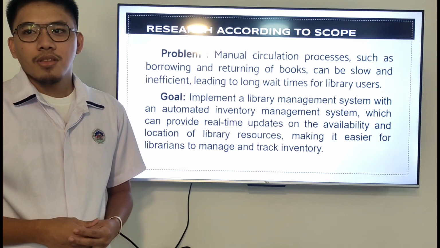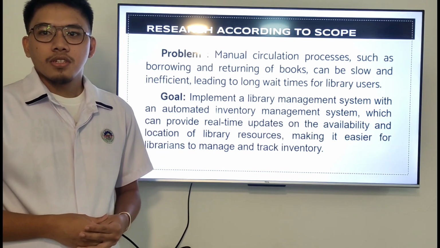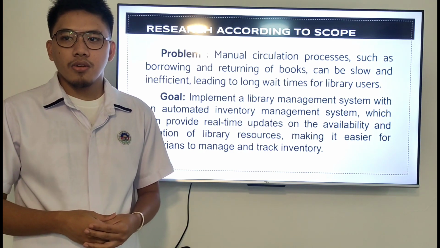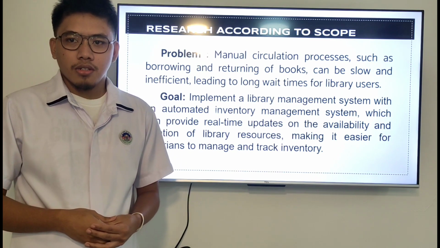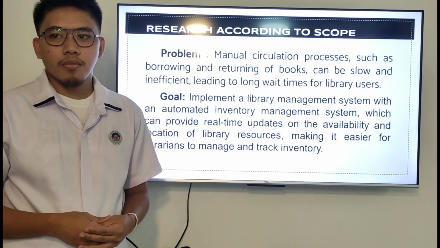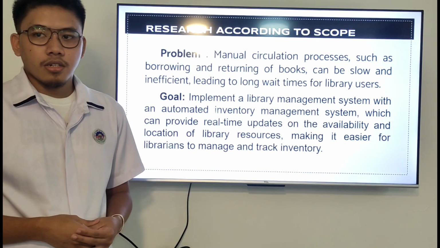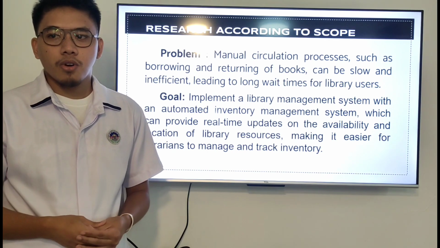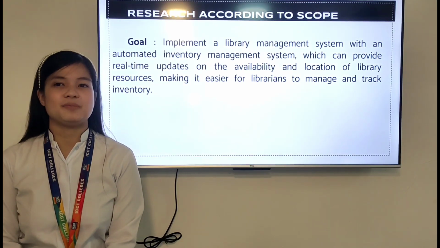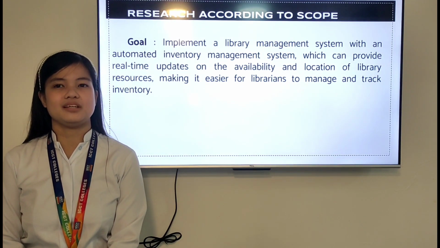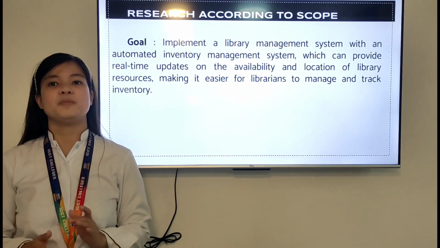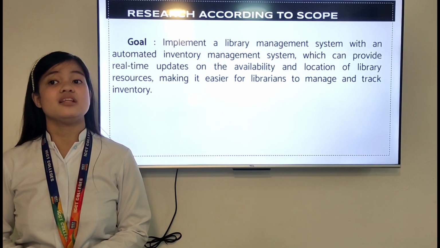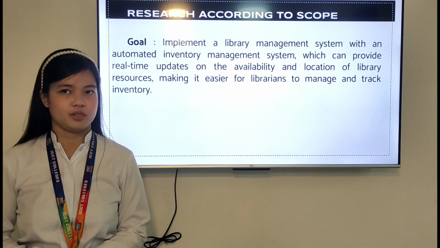Problem: manual circulation processes such as borrowing and returning of books can be slow and inefficient, leading to long wait times for library users. Goal: implement a library management system with automated circulation processes for borrowing and returning of books and reduce wait time for library users. The goal here is to implement a library management system with an automated inventory management system, which can provide real-time updates on the availability and location of library resources, making it easier for librarians to manage and track inventory.